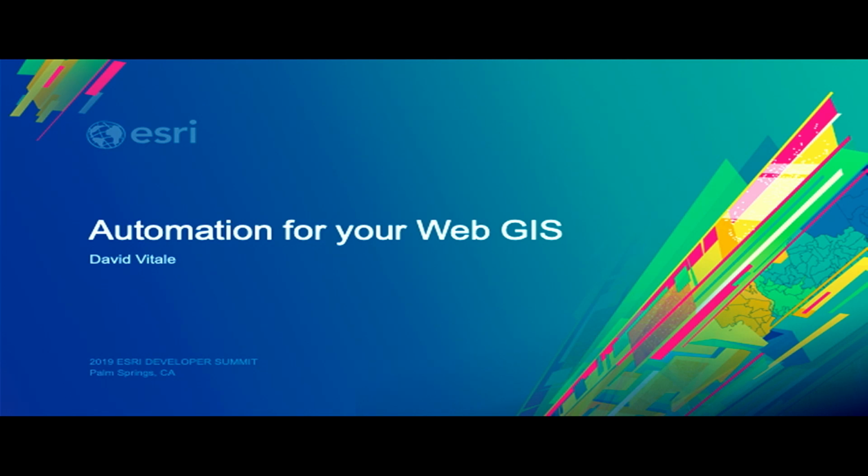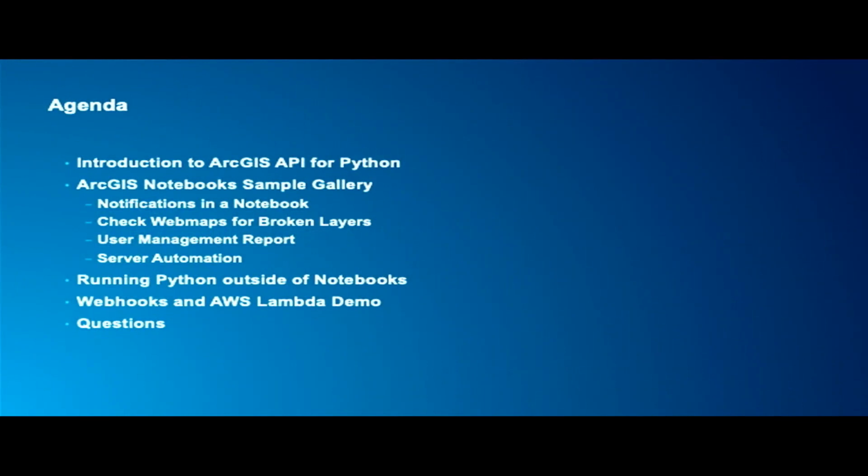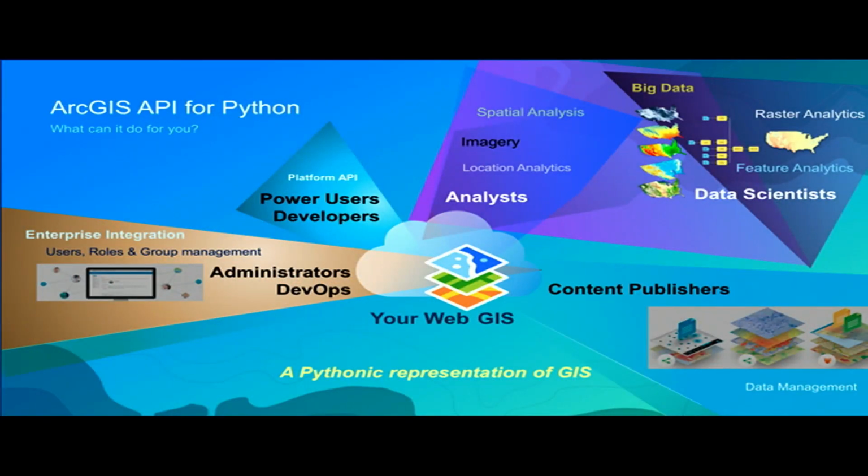So again, welcome. This is automation for your Web GIS. Just to give a quick outline, I'm going to talk for about 20 minutes, then I'm going to open the floor for questions. Feel free to interrupt me during the talk if you have any questions, shout it out. We can keep this a little more informal. But we're going to go over an introduction to the Python API if you haven't heard of it, a few sample notebooks that are shipping with ArcGIS Notebooks that are really good automation candidates that will come with Notebook Server, and running Python in context outside of notebooks. I'm going to do a deep dive a bit more into the plenary talk that I gave on Webhooks, and then field your questions.